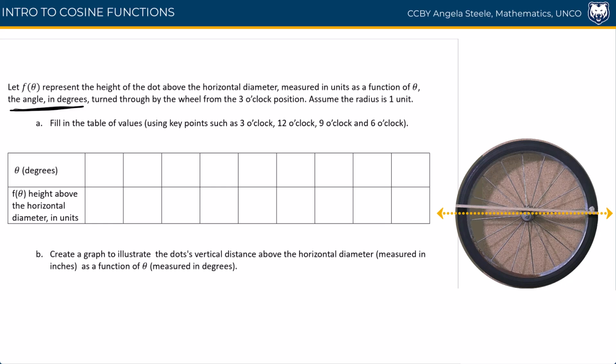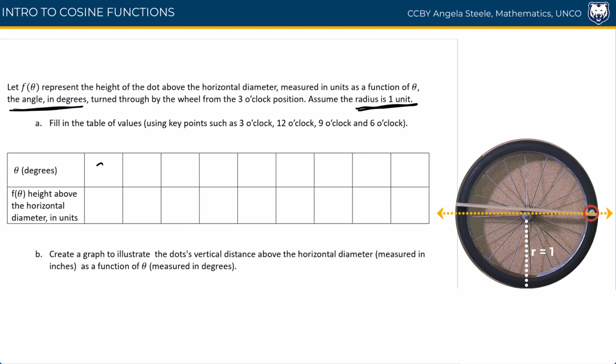And then we're going to have our wheel still start from that 3 o'clock position. And then one other thing I changed is now we're going to assume that our radius is 1 unit. Okay, so using our circle here, we're going to think about the degrees at each of those key time frames. So at the 3 o'clock position, we are going to be at 0 degrees.